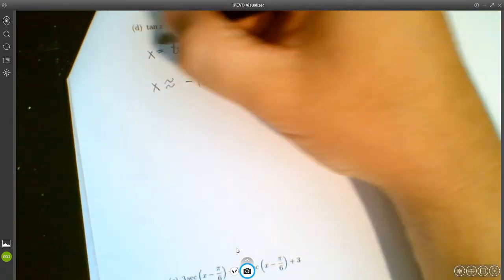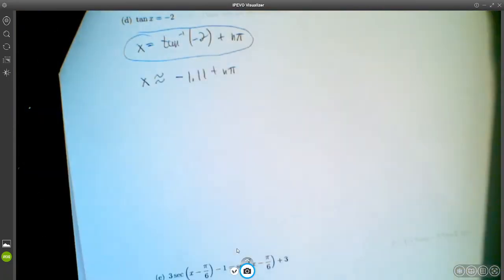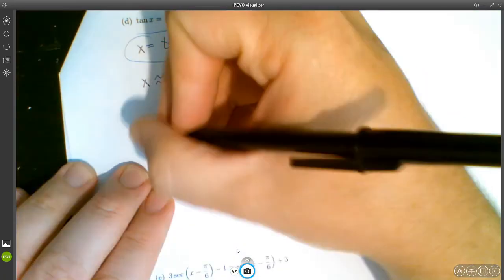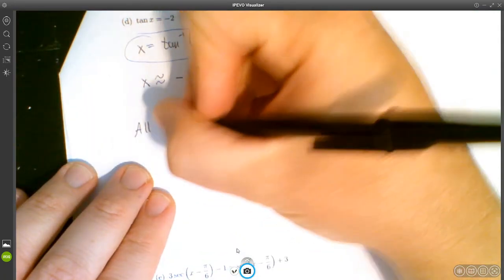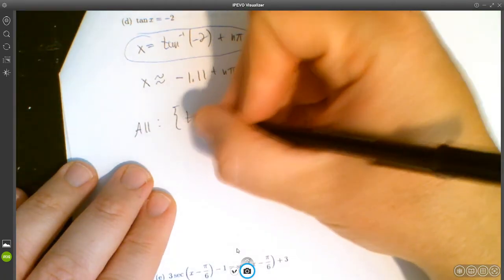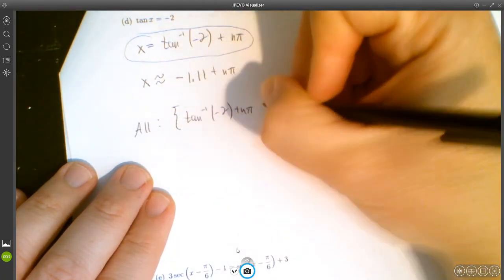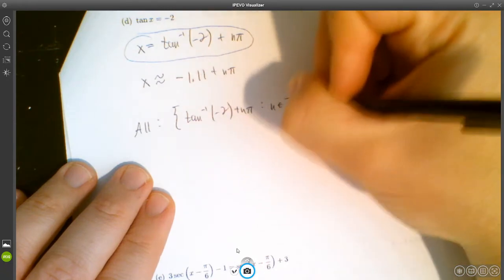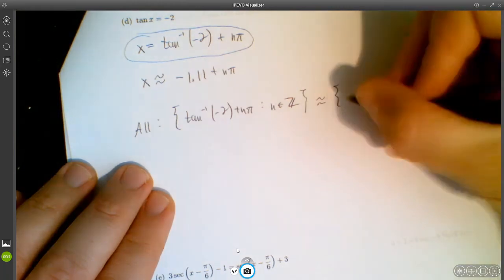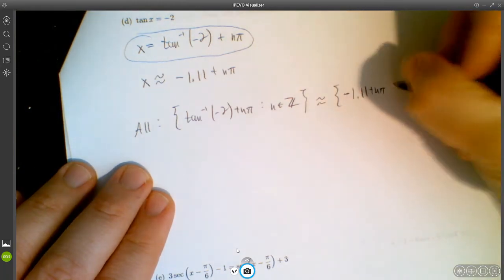This is really the exact solution, right? There's no way to make it cleaner than that. This is the approximate solution. So if I wanted to express all of my solutions, well, the exact form would be tangent inverse of -2 plus n pi, where n is an integer. Okay, but this is approximately equal to -1.11 plus n pi, where n is an integer.